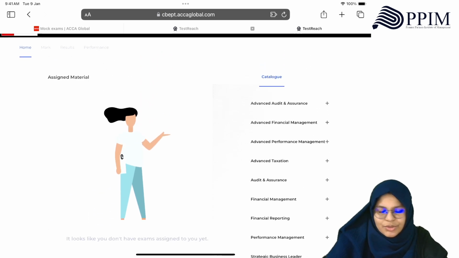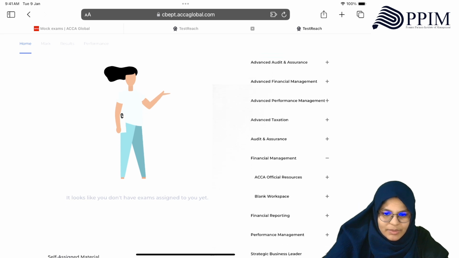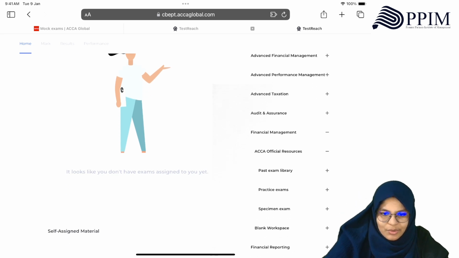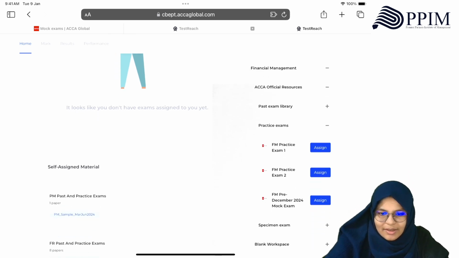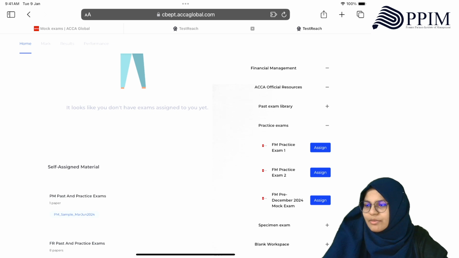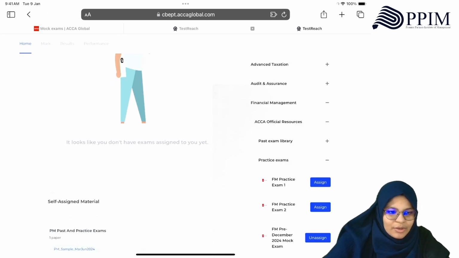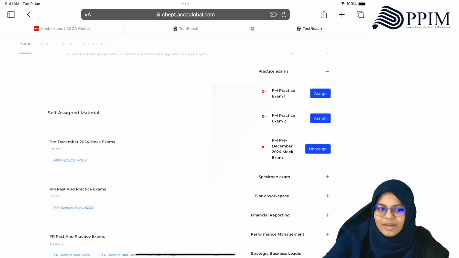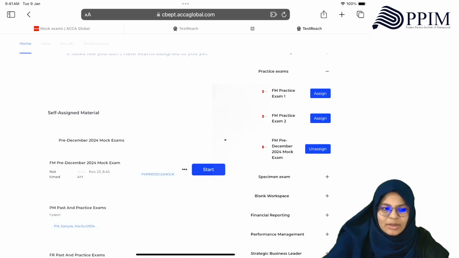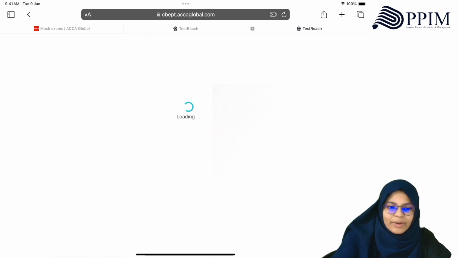Okay, so once you get into this practice platform, you need to go to Financial Management and go for ACCA official resources and practice exams. Under that you will have the FM pre-December 2024 mock exam. You need to assign that to yourself. When you do that, that particular paper should fall under this self-assigned material. You can see you have the FM pre-December 2024 mock exam. You can go ahead and start it.